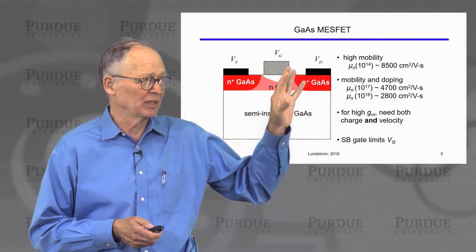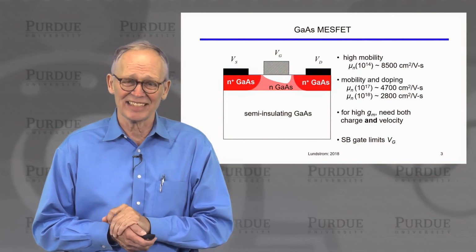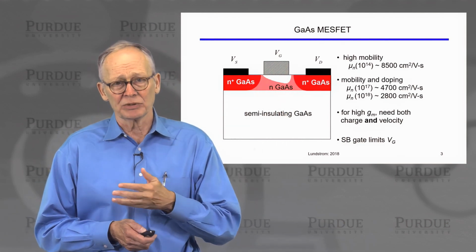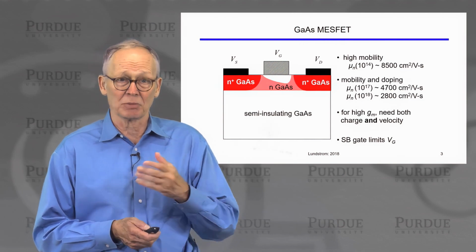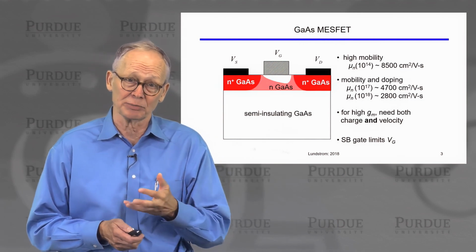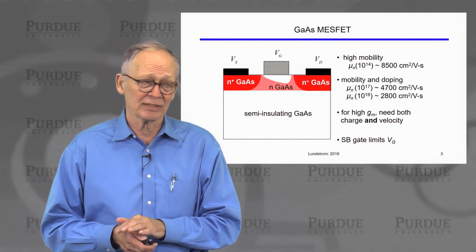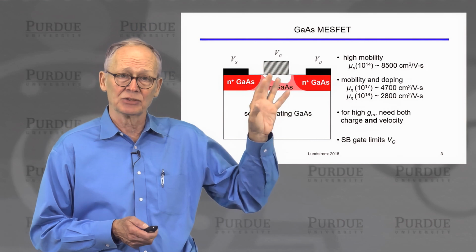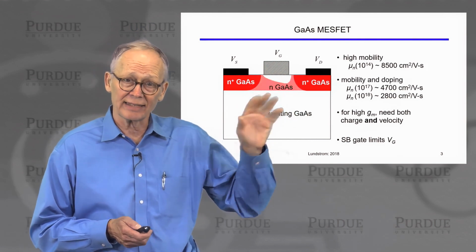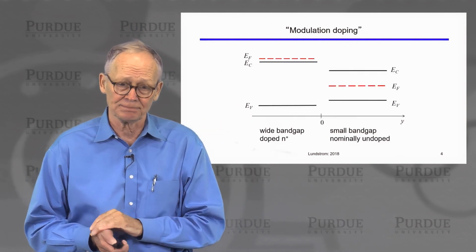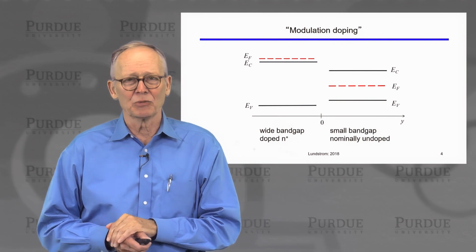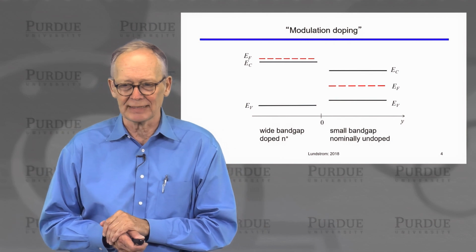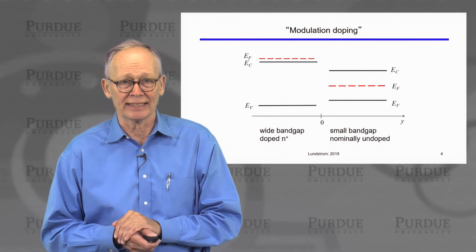I'll also point out that one of the undesirable features of this device is that because this is a Schottky barrier, we're limited in the voltages that we can apply. We can't apply too much of a forward bias or current would begin to flow. That's a limitation that came about because of the lack of availability of a suitable high-quality oxide like SiO2 that we had for silicon.